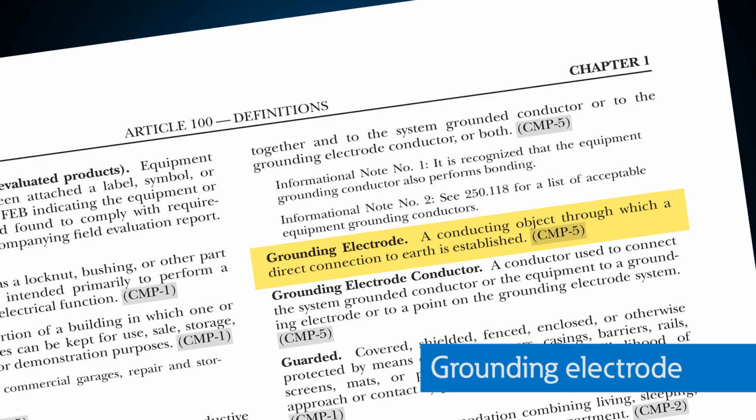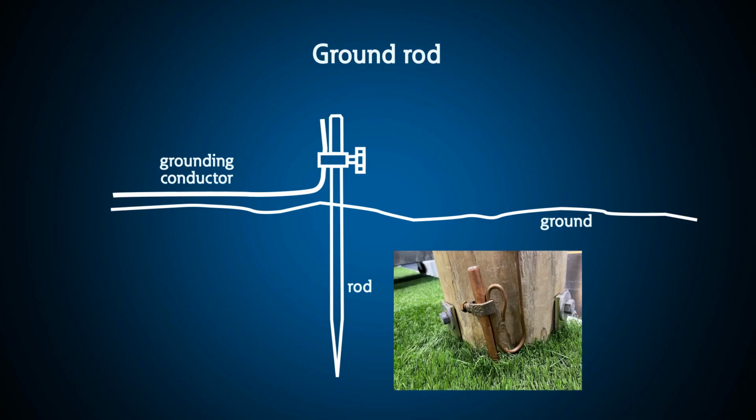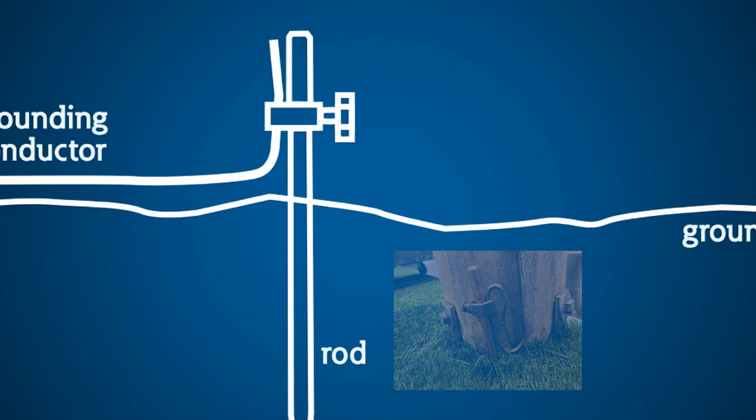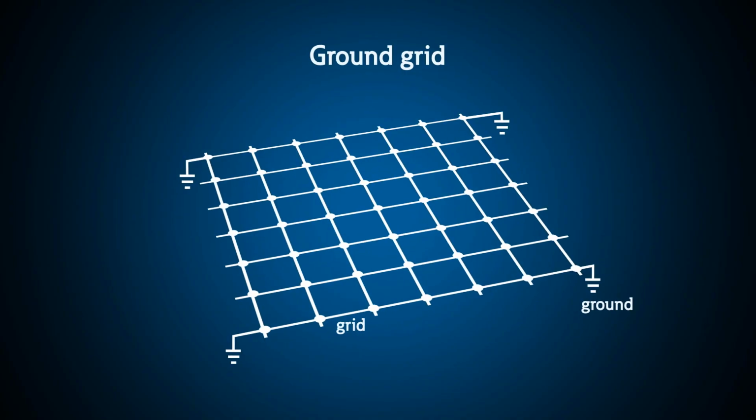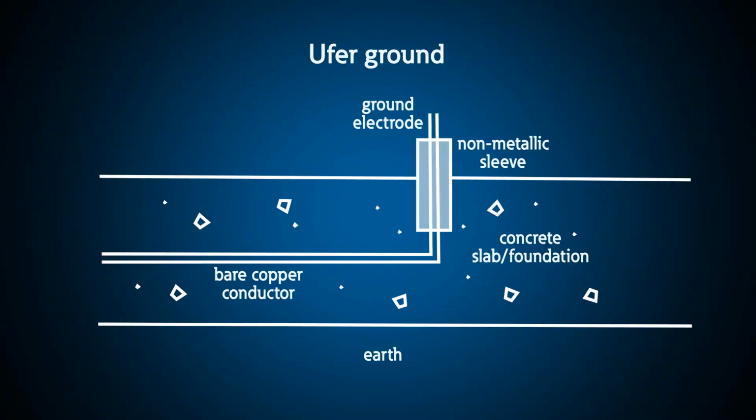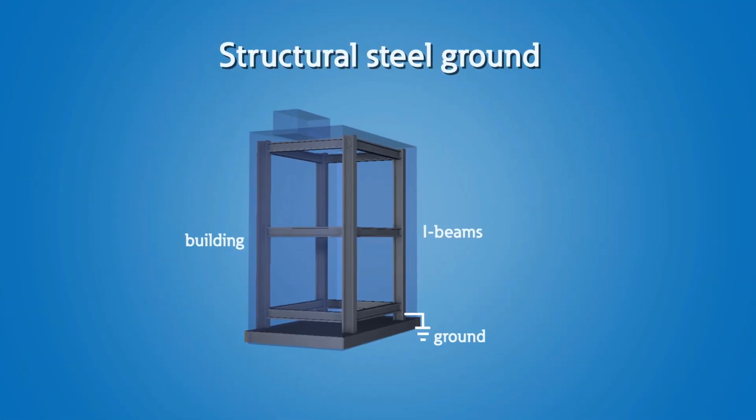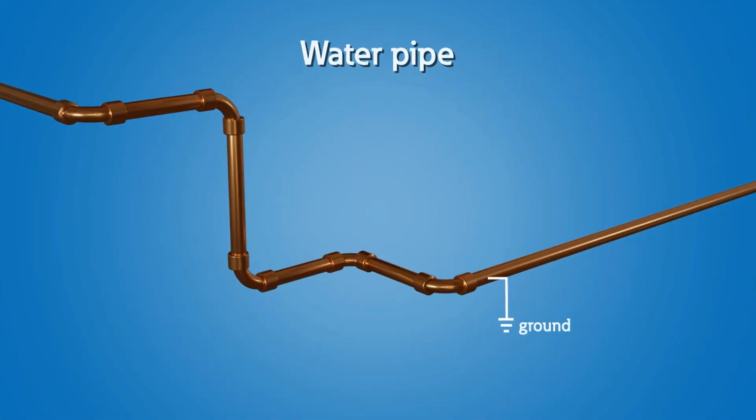Because the earth does not come with terminals, we have to establish a connection to earth, and we do that through what we call the grounding electrode. A grounding electrode is a conducting object used to make a direct electrical connection to the earth. This is typically your ground rod, a very common solution. It could be your grounding grid, it could be the Ufer ground, or inside of a building it could be the structural steel or the water pipe coming into your home. Those are all grounding electrodes.